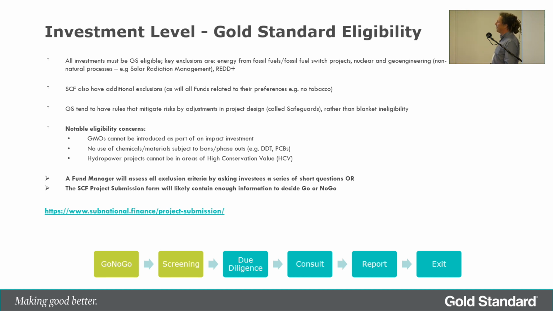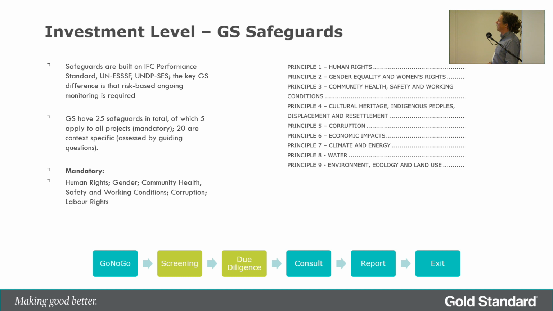So how does this work at an investment level process? Essentially, a fund manager, Pegasus, would address exclusion criteria by asking investees a series of short screening questions. For instance, for your hydro project, please confirm if it is in an area of high conservation value or not. That's the way these criteria would be teased out at a fairly early stage. There is a project submission form, which we've seen on screen before, with the eligibility criteria from SCF as well as Gold Standard. Within that form, there is likely to be enough information to decide fundamentally whether an opportunity is go or no go. And if it's go, that doesn't necessarily mean the project is going to receive investment. It just means, in principle, it is not ineligible. So that's how Gold Standard eligibility is woven in at investment level.